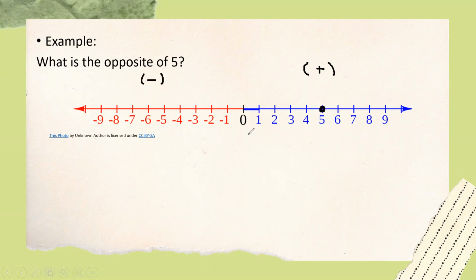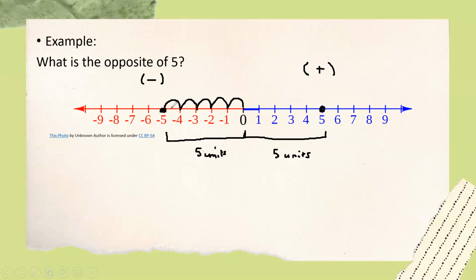And 5 from 0, from here to here, is 5 units away. So my other number will be on the left-hand side of 0, because remember it has to be on the other side of 0. So if 5 is on this side, then the opposite of 5 has to be on the left-hand side, and it has to be the same distance from 0. So from here to here, it will also be 5 units. You could also count 1, 2, 3, 4, 5. So the opposite of 5 is going to be negative 5. So you can write: the opposite of 5 is negative 5.